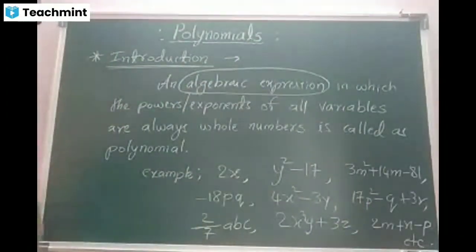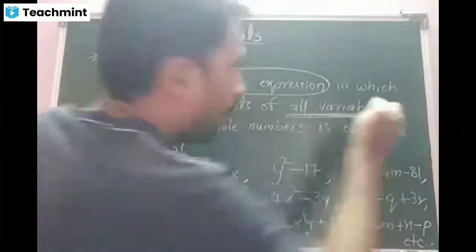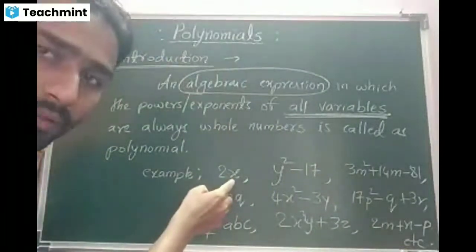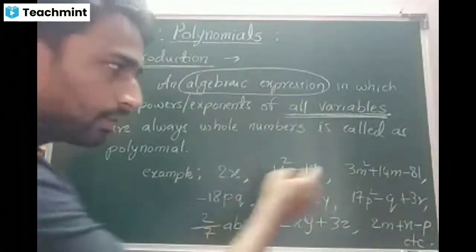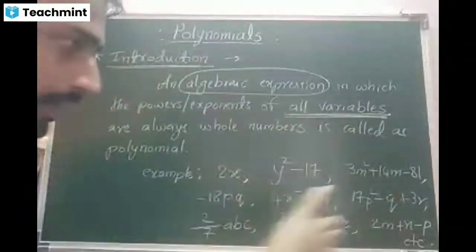Now concentrate on all the variables, beta. All the variables in every term. Here only one variable is there. Here also one variable. Here it is repeating twice, beta, but only one variable. Am I right?